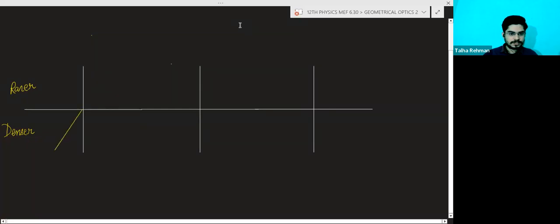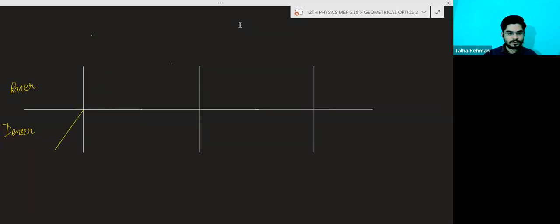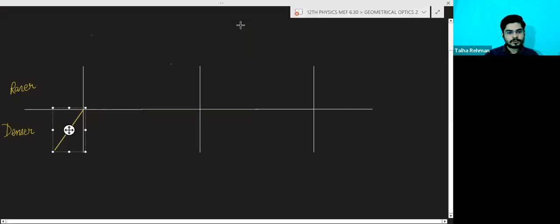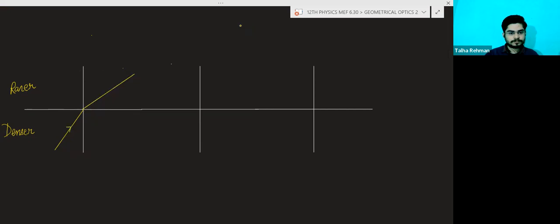Angle of incidence is this. As the light is traveling from denser to rarer medium, it will bend away from the normal, like this. This is angle I1 suppose, and this is angle R1 suppose.